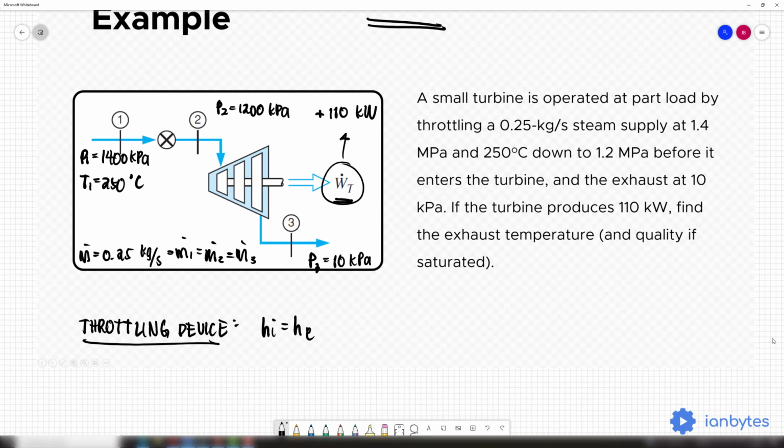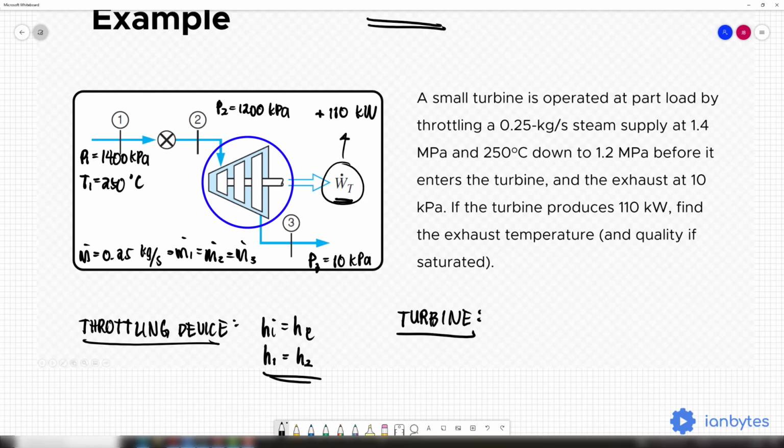Now, recognizing that the inlet enthalpy is basically H1, and the outlet enthalpy is just H2 in our throttling device, masasabi natin ang final governing equation ng ating throttling device ay H1 is equal to H2. So, this is our first energy equation in this problem. Now, for the second part of this problem, iset up lang din natin ang ating energy equation. We have the turbine.